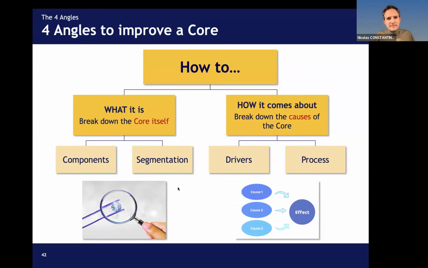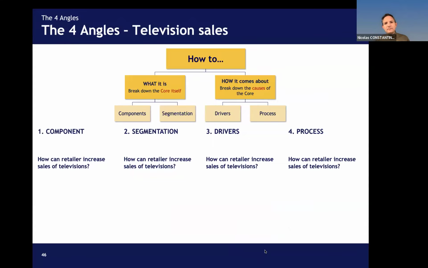Any questions? Okay, so let's look at another example. I'm going to take this one. How can the retailer increase sales of televisions? So remember, we have two cores here: increase sales and televisions.